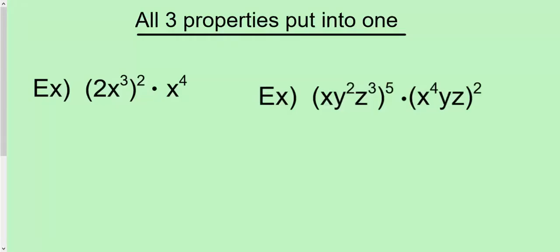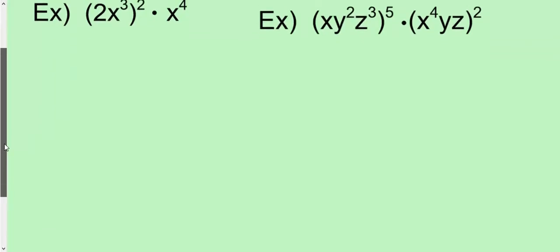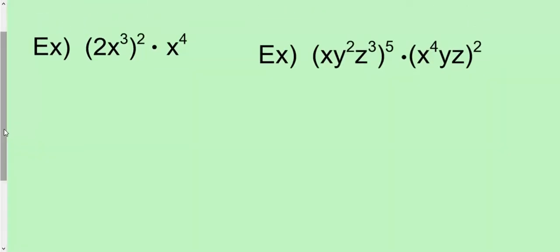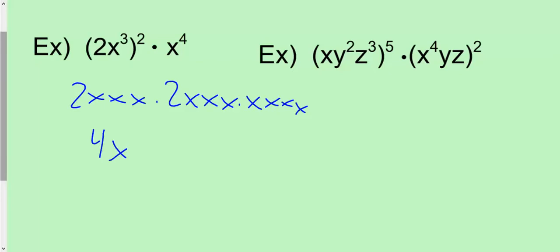And then here's just a couple of problems where they kind of just throw everything together. We have 2x, x, and then that twice because it's being squared, and then x times itself 4 times. So I have 4x to the 6th power. Again, just be careful with how you're expanding. This 3 only belongs to the x. This 2 belongs to both the 2 and the x cubed.